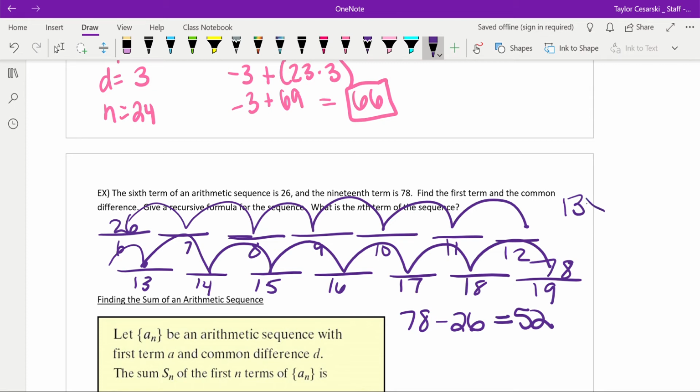So you can represent that in an equation if you want. 13x equals 52. If you divide both sides by 13, x is going to equal 4. So each time you're going to add 4. Okay? So that is my common difference.